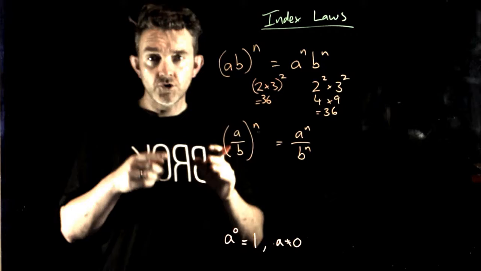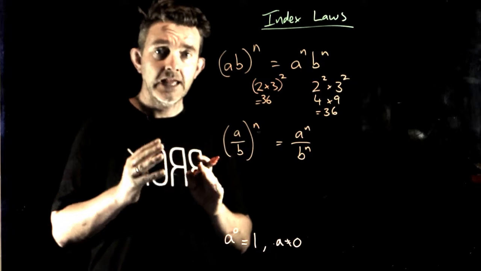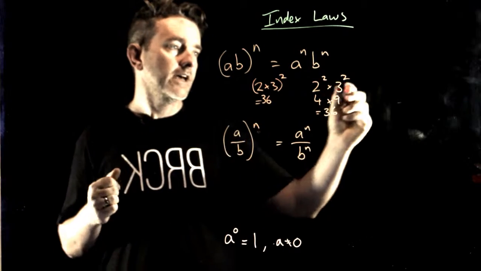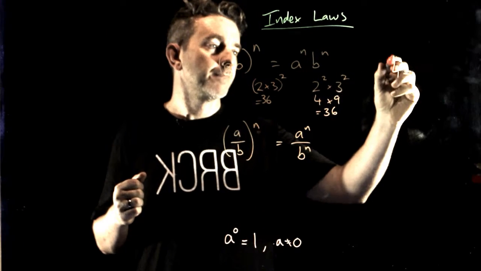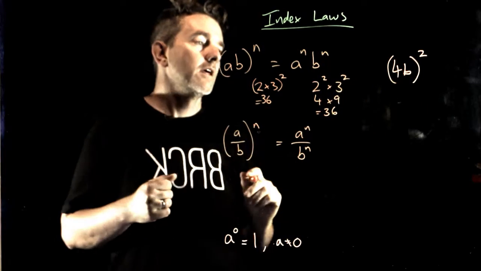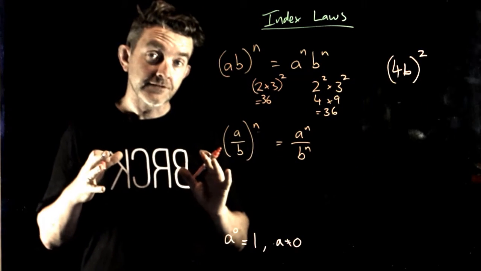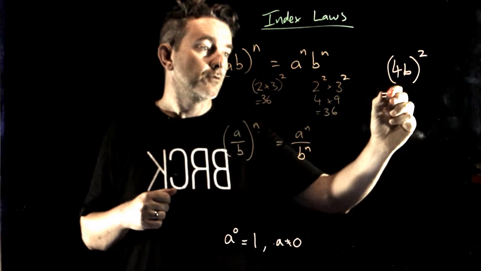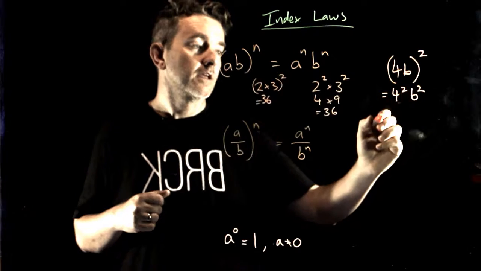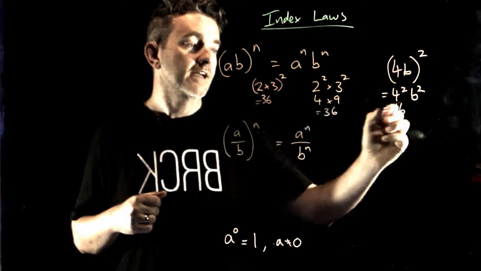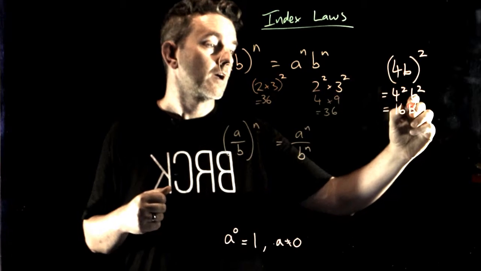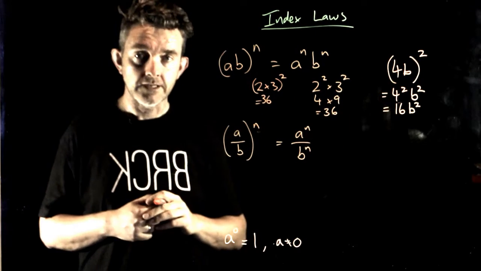So what have you got in there? It could be a letter and another letter, or it could be a number and a letter. So for example, if I had 4b squared, then I would have to square both those things. So it would be equal to 4 squared times b squared. 4 squared is 16. I can't do anything with b squared, it just stays as b squared. And my answer is 16b squared.